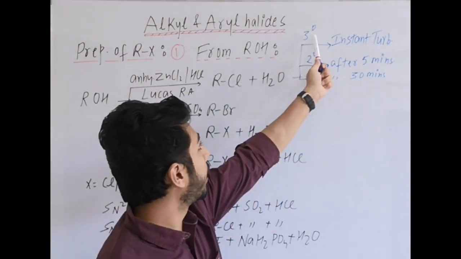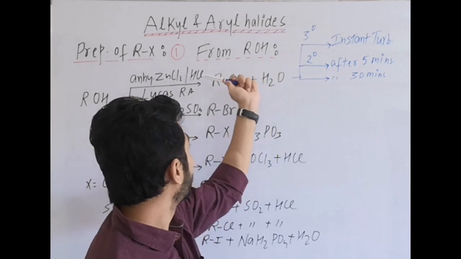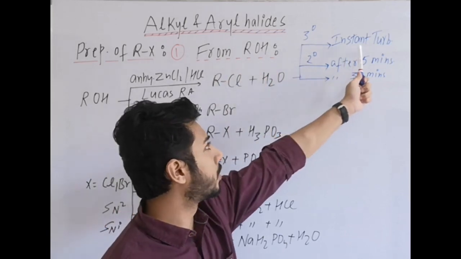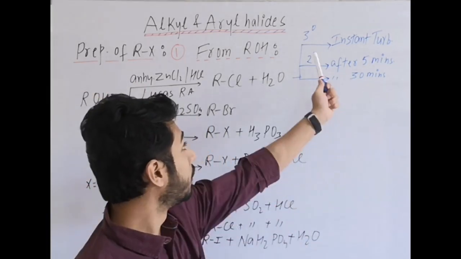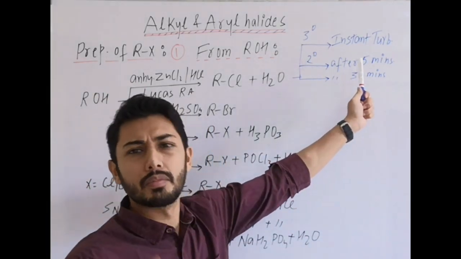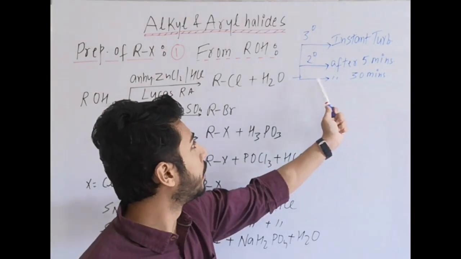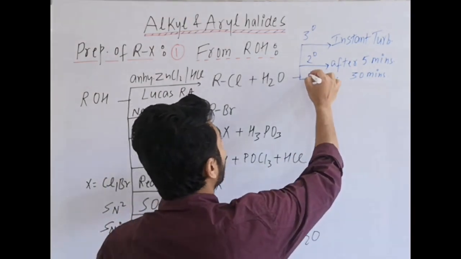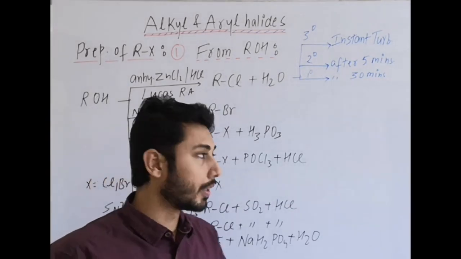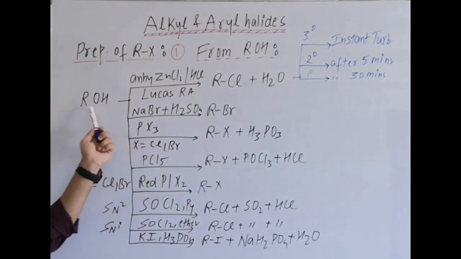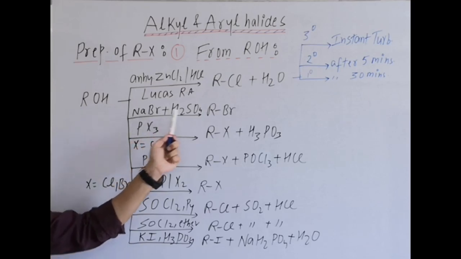Now here, with tertiary alcohol, after treating with Lucas reagent, it gives instant turbidity. The solution becomes turbid, unclear in the test tube. Secondary gives it after a few minutes, after 5 minutes on heating, and with primary alcohol there is no reaction, or turbidity appears after 30 minutes. Next reaction, alcohol to RBr by using NaBr and H2SO4.